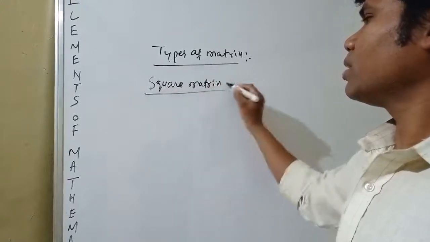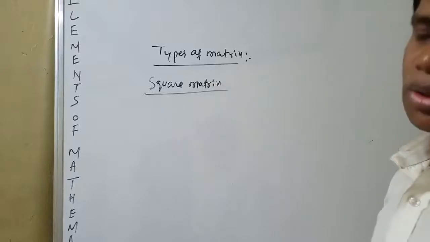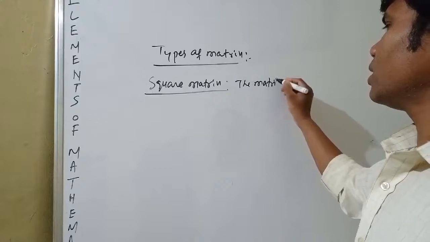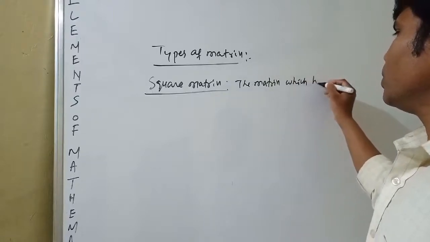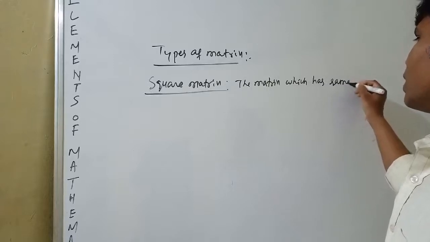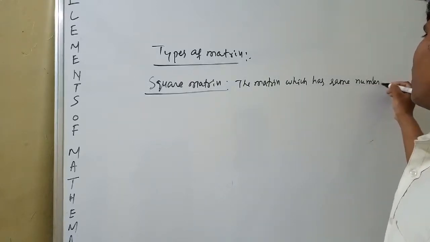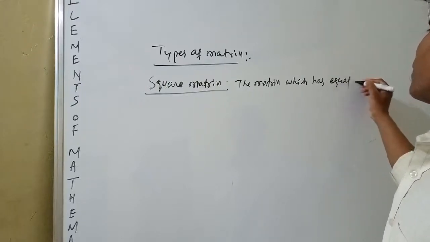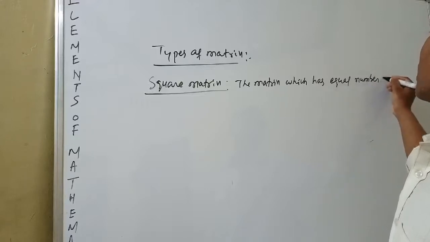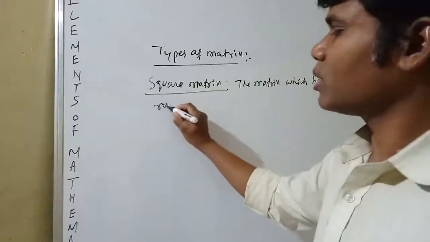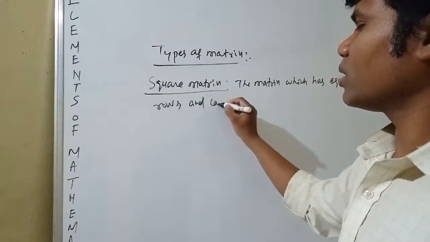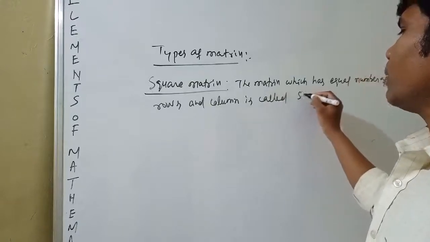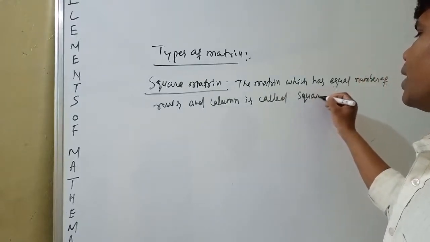What is a square matrix? Same number of rows and columns. The matrix which has an equal number of rows and columns is called a square matrix. SQUARE, square matrix.